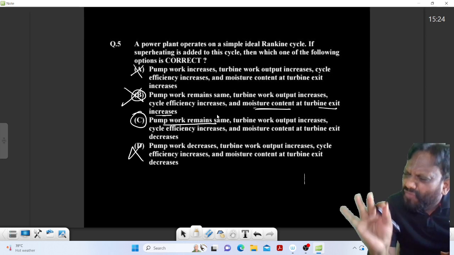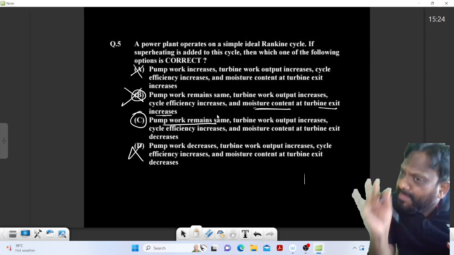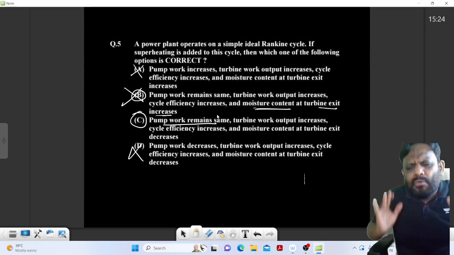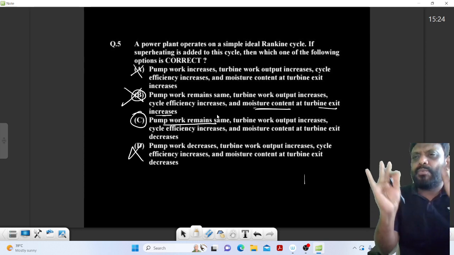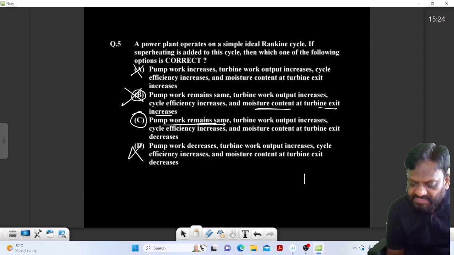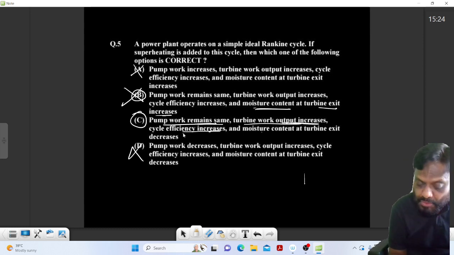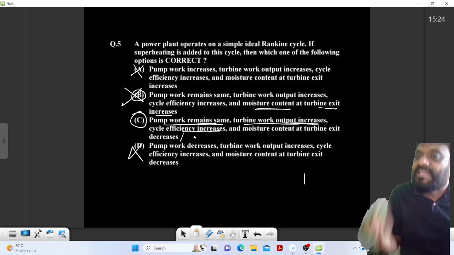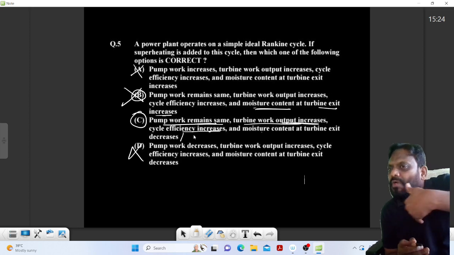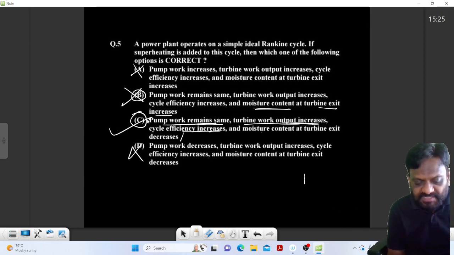So always remember, every word in examination is important. Whenever you stay calm and cool in examination, ideas will come. Do not get excited. So pump work is the same, turbine work is increasing, correct? And the efficiency is increasing, moisture content decreases, or dryness fraction increases. Moisture means liquid content is decreasing, the point is moving to the vapor region. So therefore option C is correct.